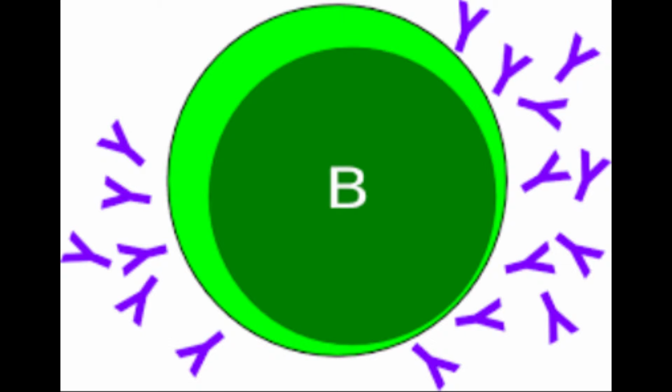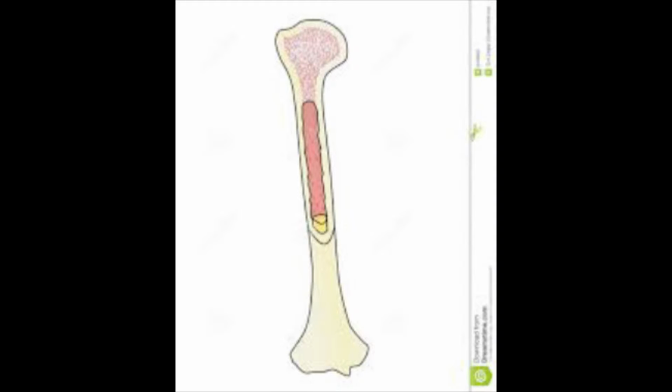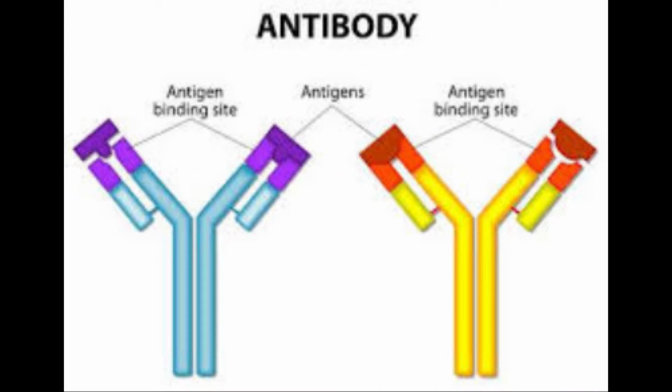They are also produced in the bone marrow, but are released from the bone marrow rather than the thymus gland. They make antibodies from the information that they have collected from the T cells.